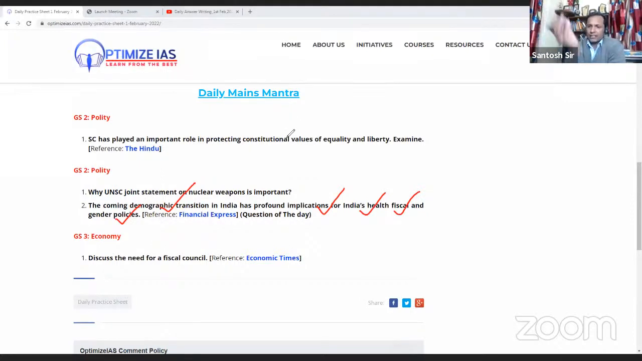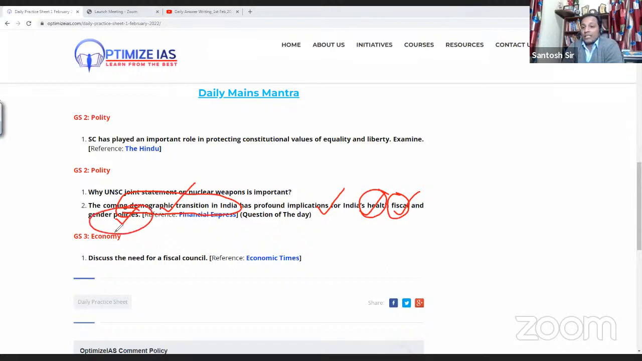So let us try to break the question and first understand the question. Understanding the question is key to writing a great answer. So the question says that there is a demographic transition going on in India, and the second part says that it has profound implication for health, fiscal, and gender policies in India.